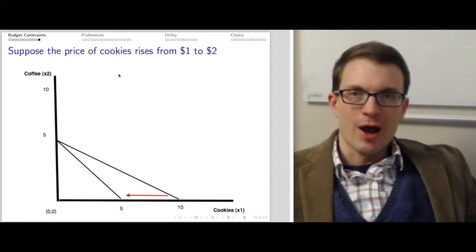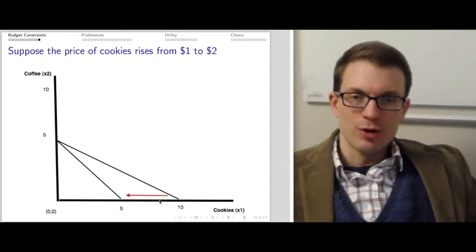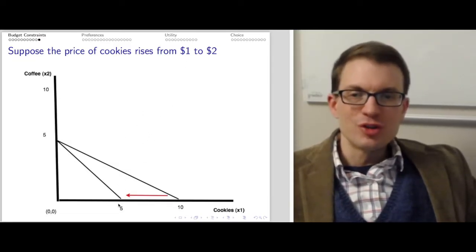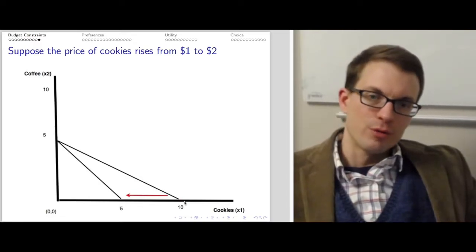So as the price rises, the budget constraint rotates inward. See, here's the point that it's rotating around. It rotates inward. As the price falls, imagine if the price was originally $2 and fell to $1, then it would rotate outward.